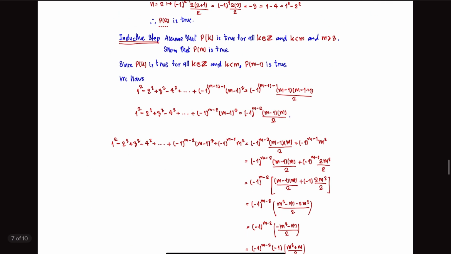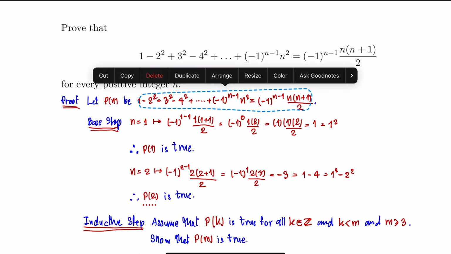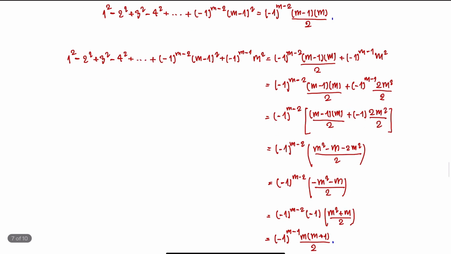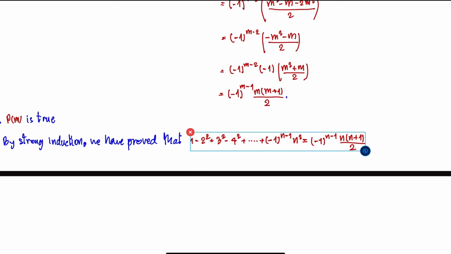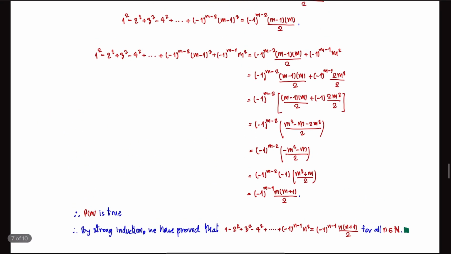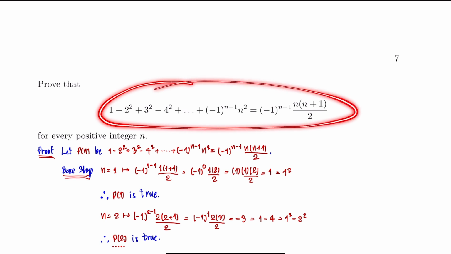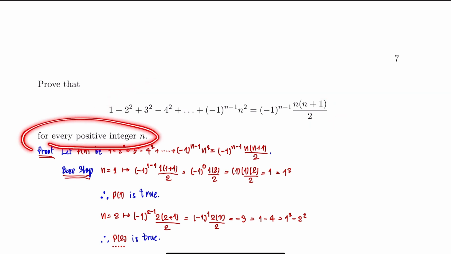What did we prove? We proved that this equation is true for all positive integers n. And this is what we have for this problem. So we have shown that this equation holds for every positive integer n. And that's it for this video.